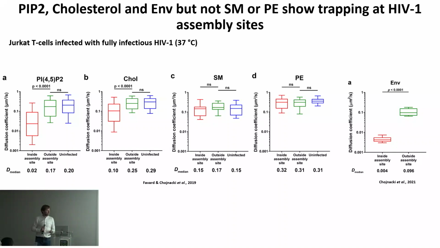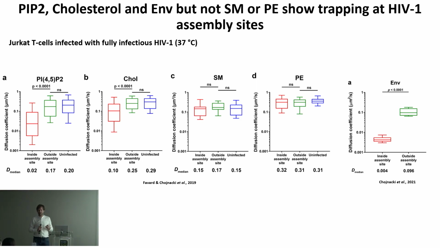In this quite dense slide, we look at several different molecules. We look at PIP2, which is very important for the binding of MA to the plasma membrane, cholesterol, sphingomyelin, and phosphatidylethanolamine. We found that cholesterol and PIP2, but not SM or PE, have a highly reduced mobility at the budding, early assembly sites.